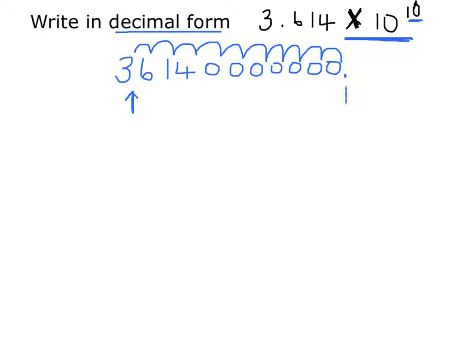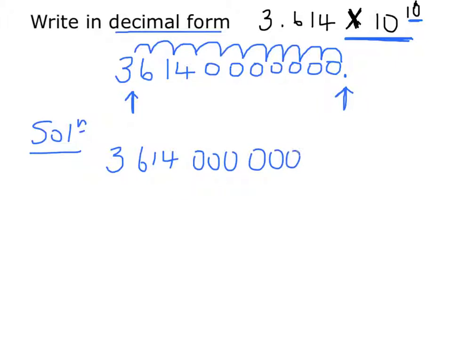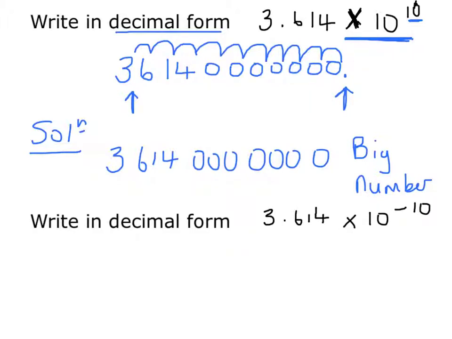Now normally you wouldn't display that decimal point. So the solution to this in decimal form, this number is 3,614,000,000,000. And as you can see, this is a very big number. A big number. Now let's look at this question here.